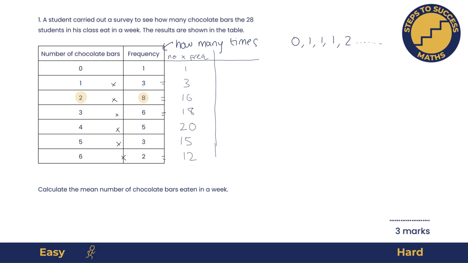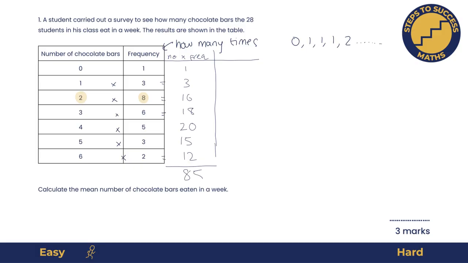And then I need to add them all up. You probably know that mean is always add them all up and divide by how many there are. You just have to do a bit of work to get those numbers. So we're going to add all these up. You can use a calculator. 0, add 3, add 16, add 18, add 20, add 15, add 12, and that's 85.